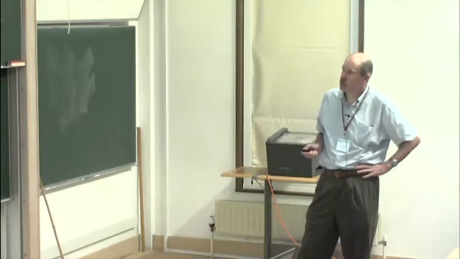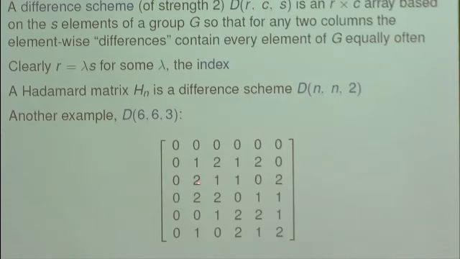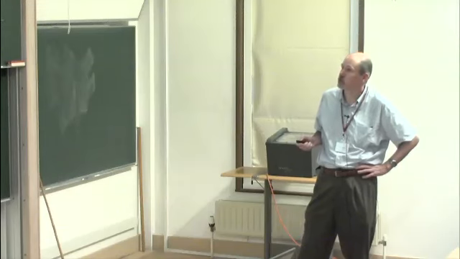So if I would pick, for example, let's say the second and the third column of this example, I look at the differences, and I'm doing this modulo 3. 0 minus 0 is 0, 2 minus 1 is 1, 1 minus 2, that's 2, 2 minus 2 is 0, 1 minus 0, that's 1, 0 minus 1, that's 2. I'll see 0, 1, and 2 all appear exactly twice. And that's not only true for these two columns, that's true for any two columns that I pick. I see all of those differences come exactly twice. And that's what's needed for a difference scheme. That's the definition of a difference scheme.